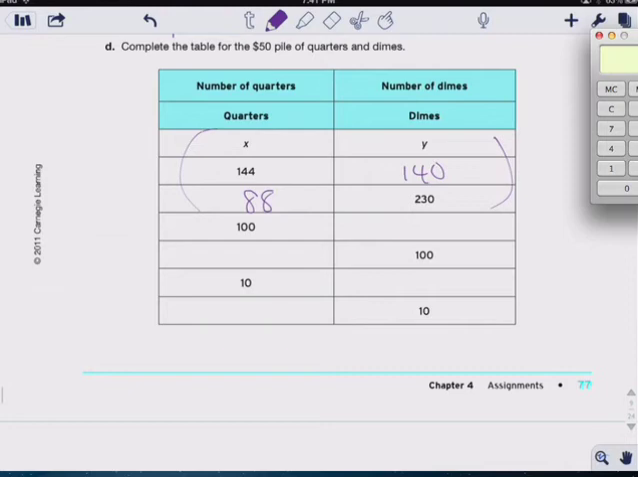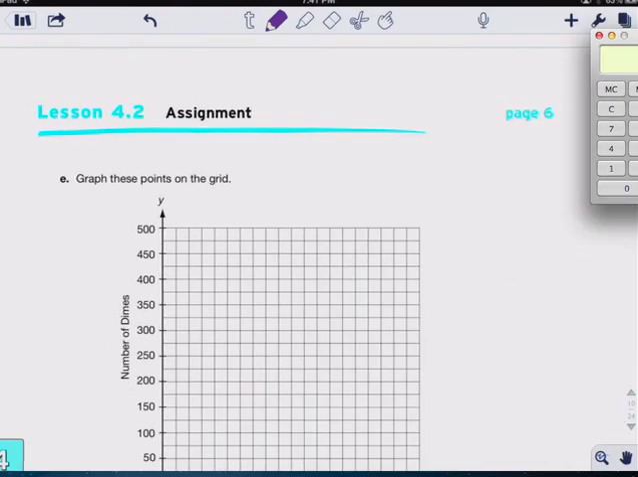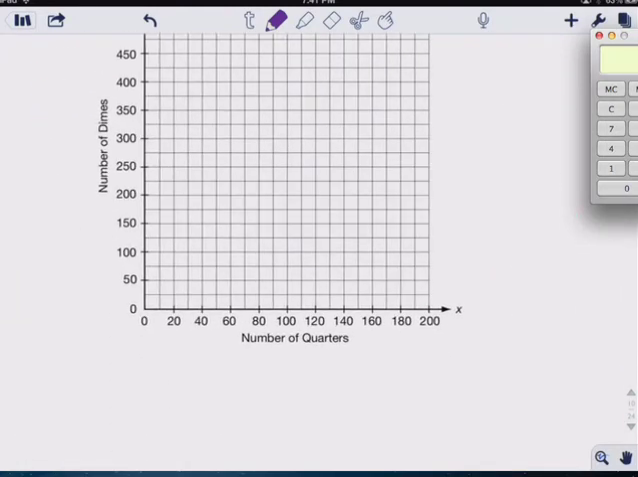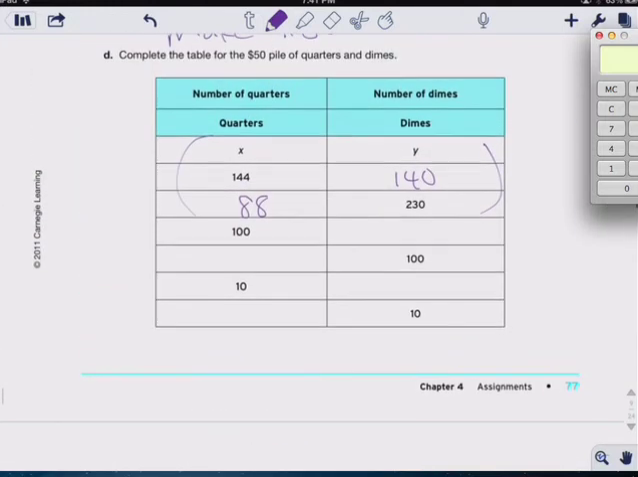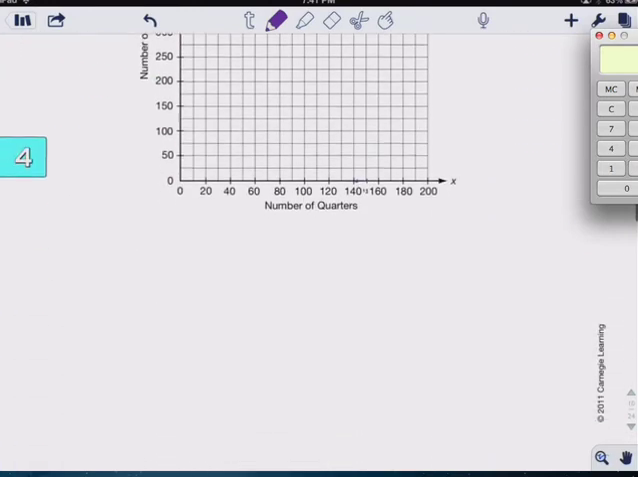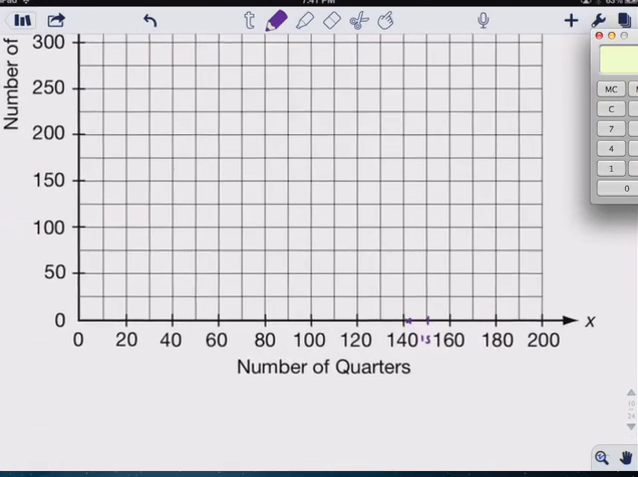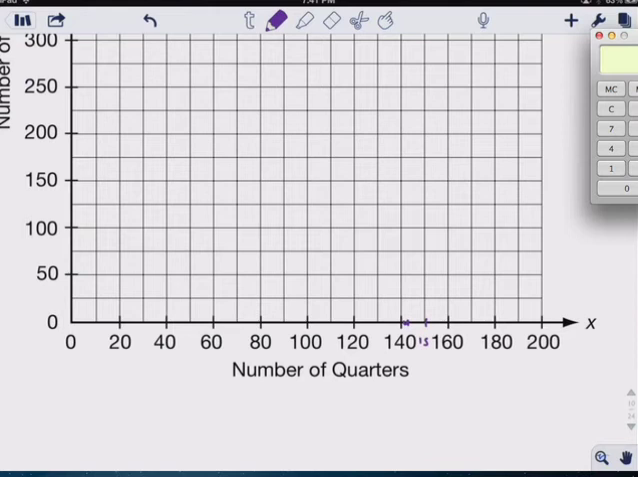144 and 140. It's going up by 10, that's 150. So 144 is right here with 140, 150, so 140. It's so close to there.